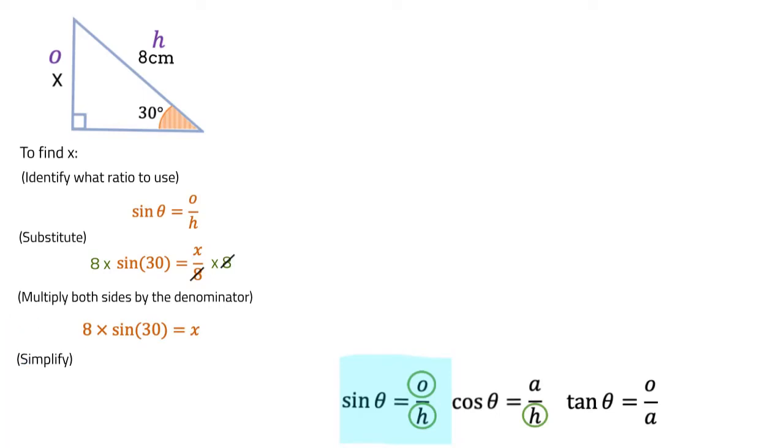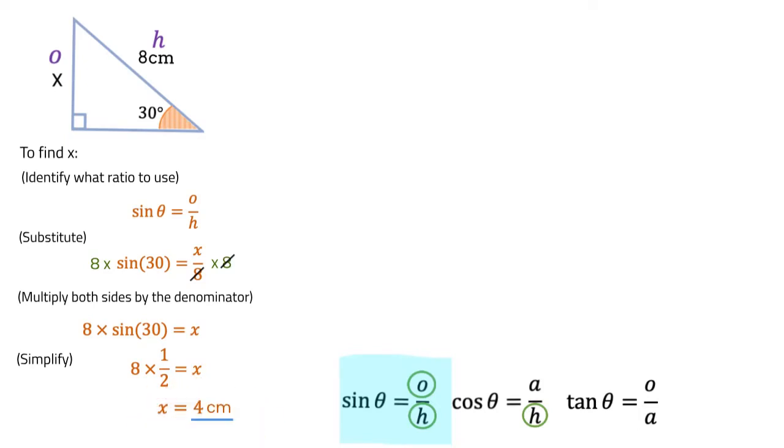You can do this in two ways. You can simplify sine 30 in your calculator and find that it's a half, or you can just put 8 times sine 30 into your calculator in one go. Whichever way you do it, x will be equal to 4. And don't forget those units.